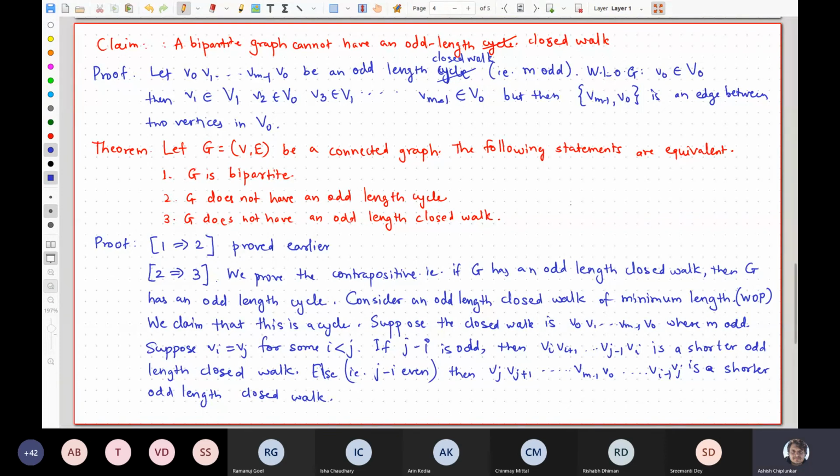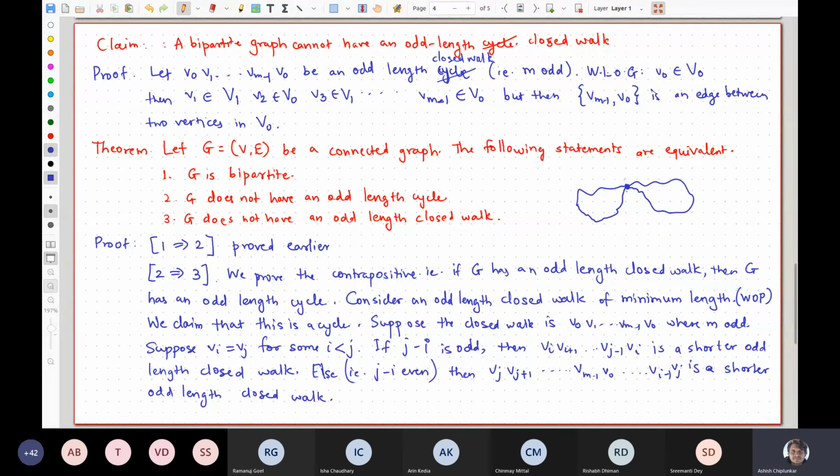So let me draw a diagram maybe over here. So you have some walk, right? So where some vertex is repeated, let's say. Okay, so you have some walk where at least one vertex is repeated. There could be others which are repeated, but one is good enough for us, right? So now if the original walk had an odd length, then one of these two parts must have an odd length. That's all we are saying.